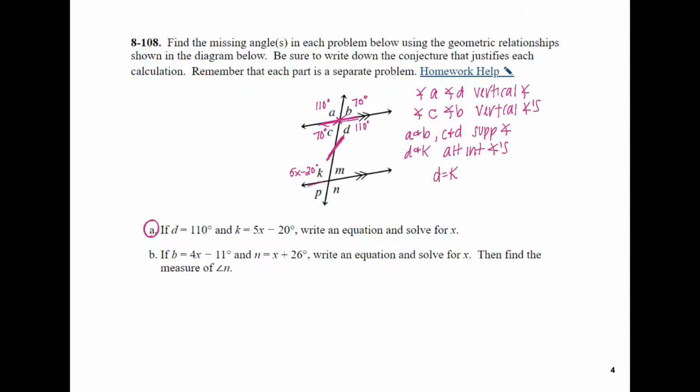So we can set up our equation. D is 110 degrees. K is 5x minus 20. We can use our inverse operations. So plus 20 plus 20 gives us 130 degrees is equal to 5x. Divide by 5. And when we divide by 5, we get x is equal to 26 degrees.